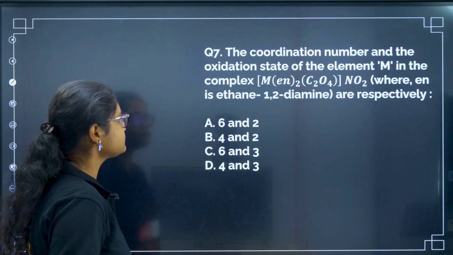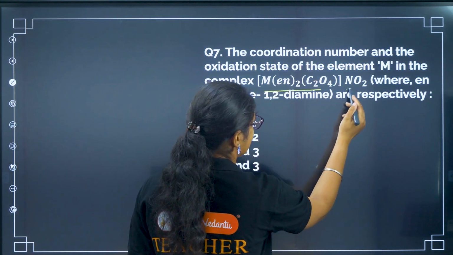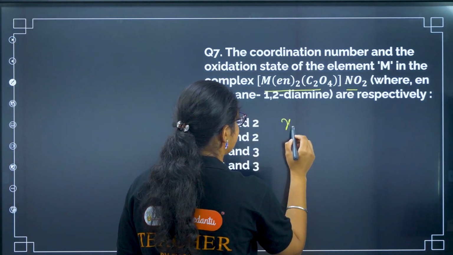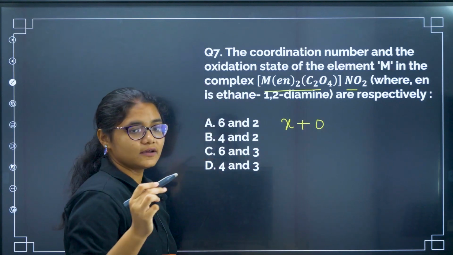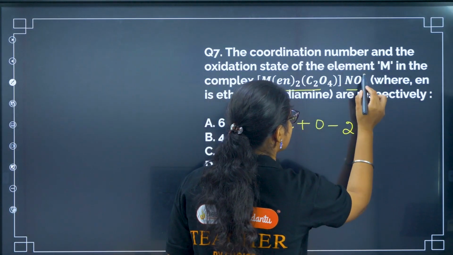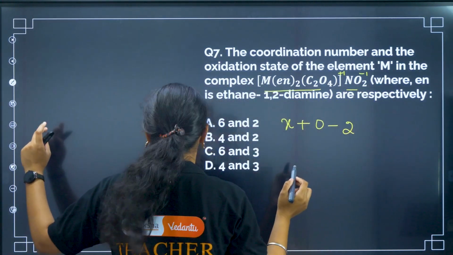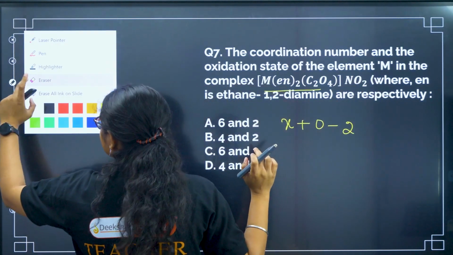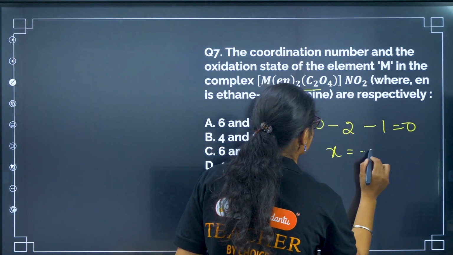Okay, next. Coordination number and the oxidation state of the element in M, you have to find out the oxidation number. Very simple, you just find out, let it be X. En is a neutral ligand, so it will be 0. C2O4 is a 2 minus ligand, right? NO2 is -1, so we can equate here: X plus 0 plus (-2) plus (-1) is equal to 0. So X is equal to +3, right?